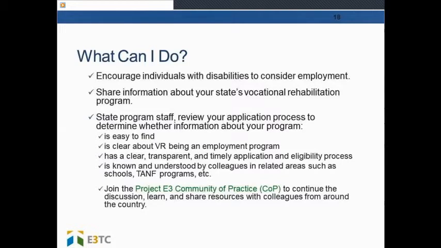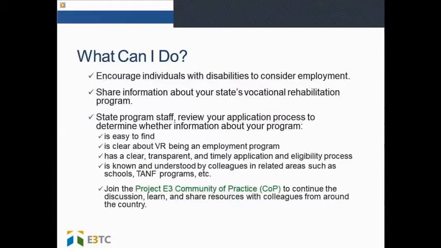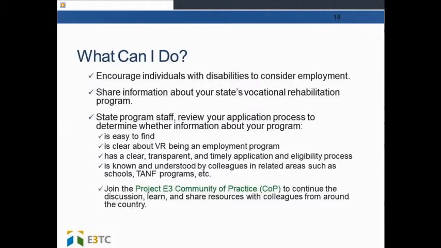Are our materials clear, transparent? Do we have timely application and eligibility processes? We know that folks tend to drop off between application and eligibility determination if it's not done quickly enough. The 60-day window really shouldn't be the norm. That's really the outer window on how long it should take. Most of the time, eligibility determination should take much shorter than that.